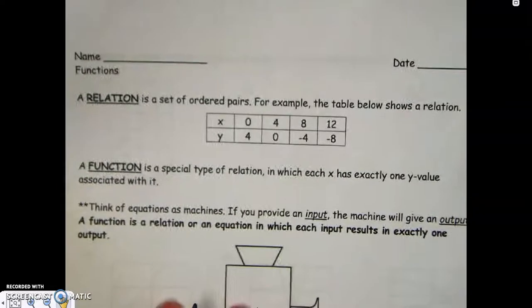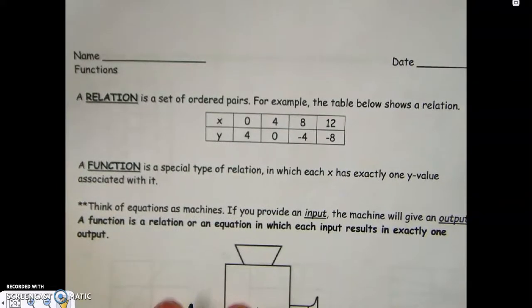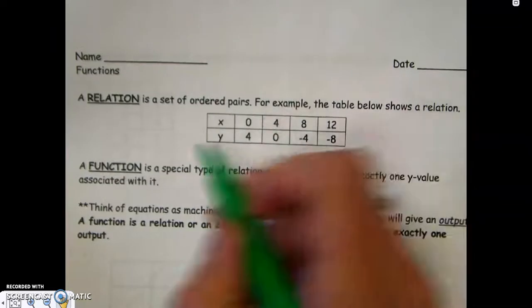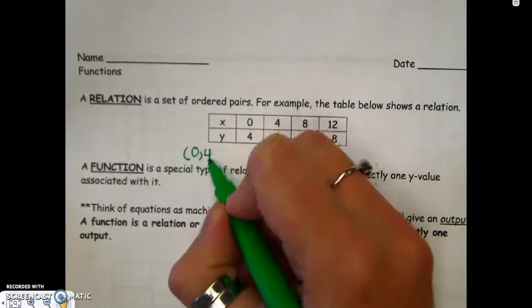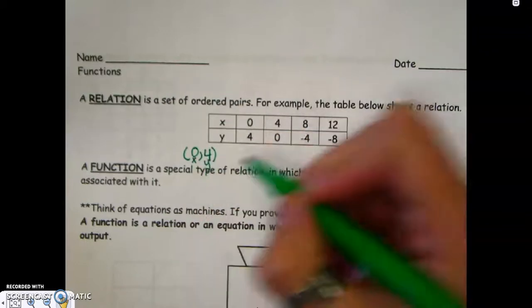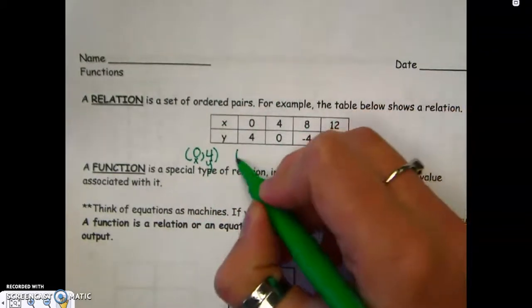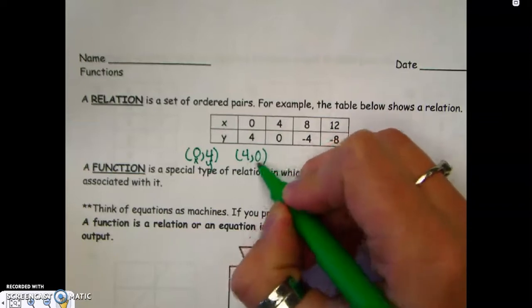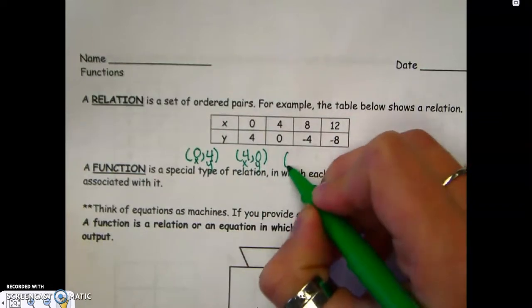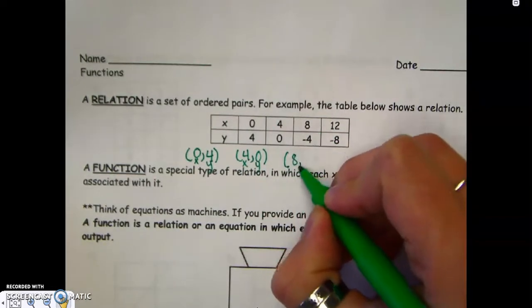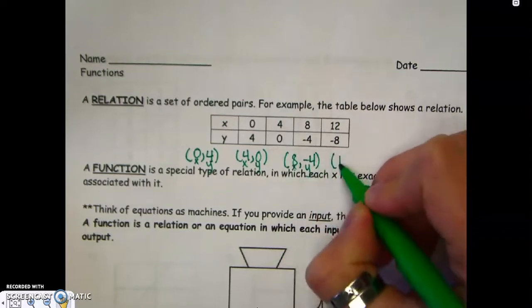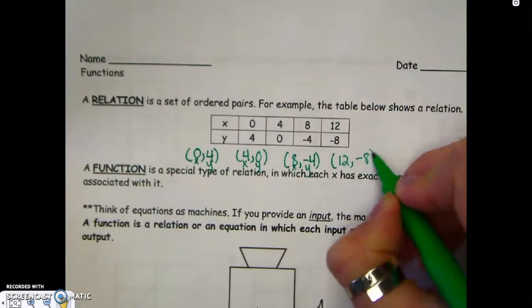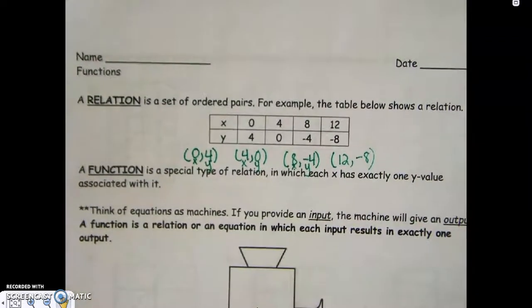For example, the table below shows a relation. You can write these relations as coordinate points. One coordinate point would be 0, 4, an x value and a y value. Another coordinate would be 4, 0, x value, y value. Then 8, negative 4, x value, y value. And 12, negative 8.